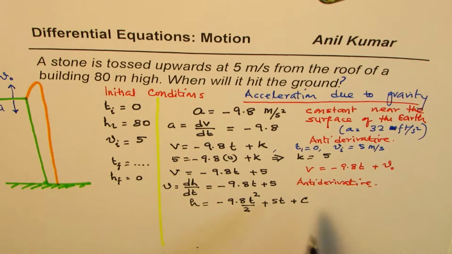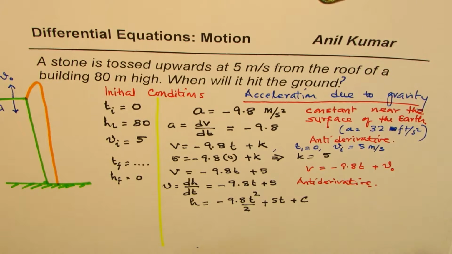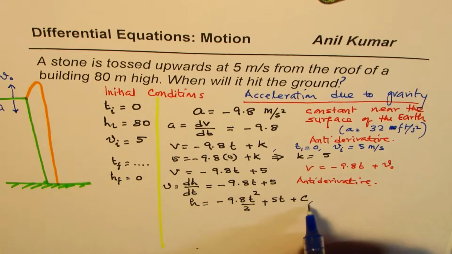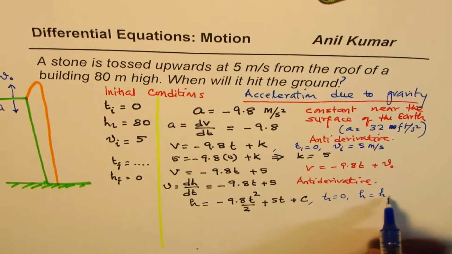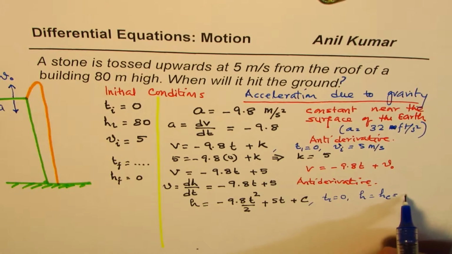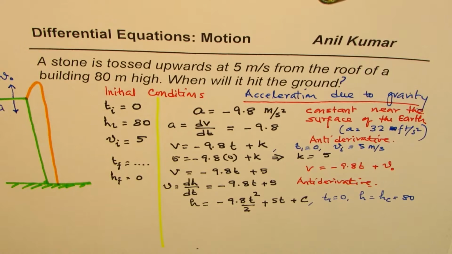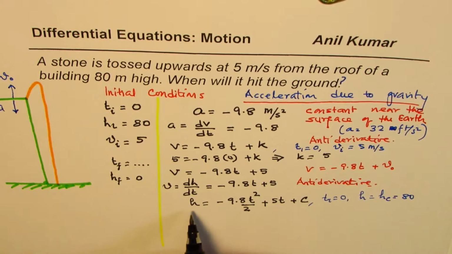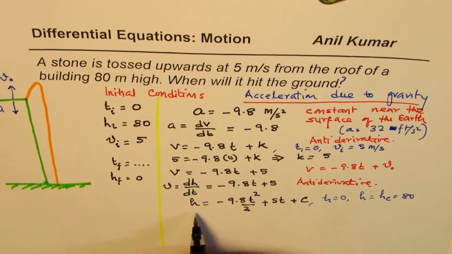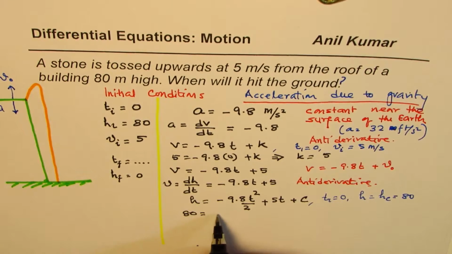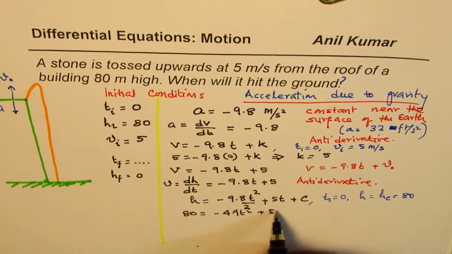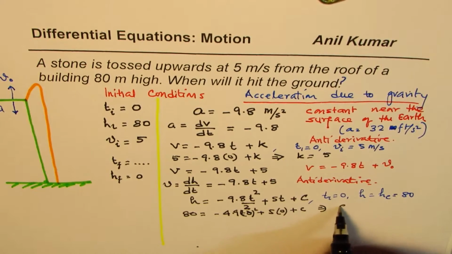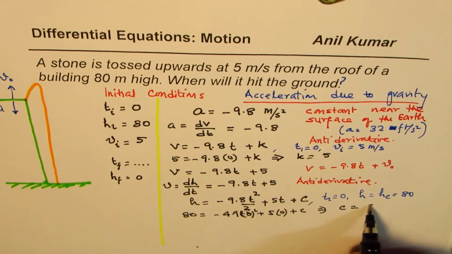We find height in these terms, and to find the constant, what should we do? Again, initial conditions. So t initial equals 0. At that time, height is the height of the cliff, which in our case is 80 meters. Correct. So we'll substitute this value 80 meters here and find the equation. So 80 equals minus, this is 4.9, right? t square plus 5 times 0. t square is 0 for us. Plus c, and that gives you c equals, these two terms are 0, 80.